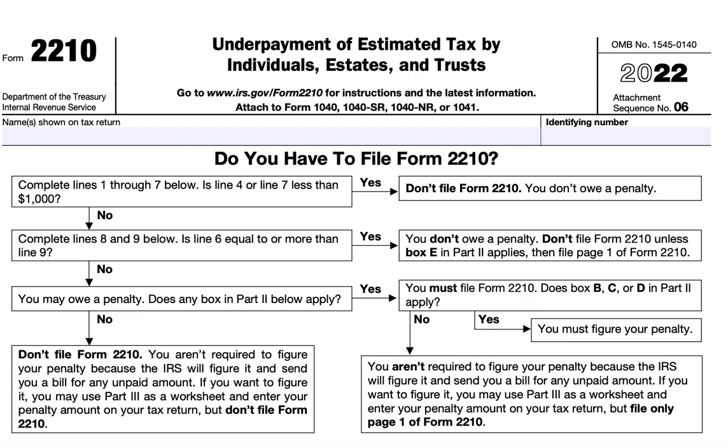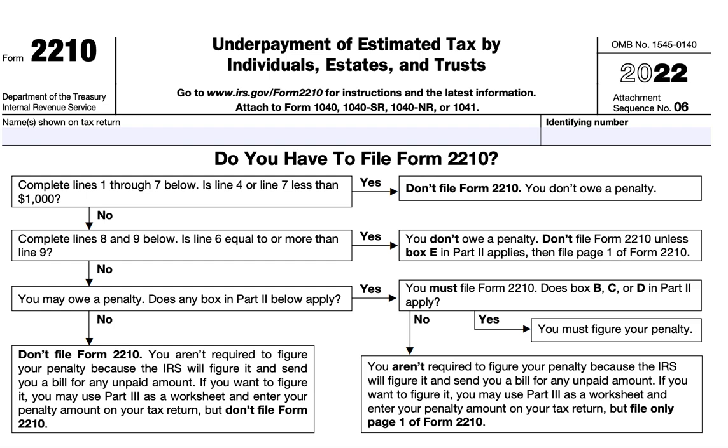In this video, we're going to go over IRS Form 2210, Underpayment of Estimated Tax by Individuals, Estates, and Trusts. So the purpose of this tax form is to determine whether or not you will owe a penalty for underpaying estimated tax.